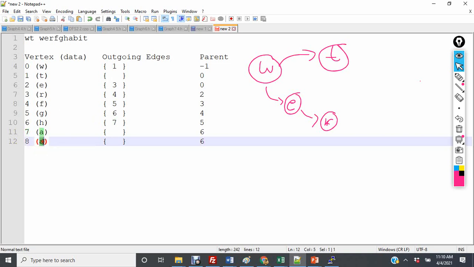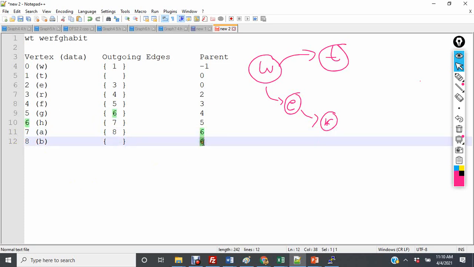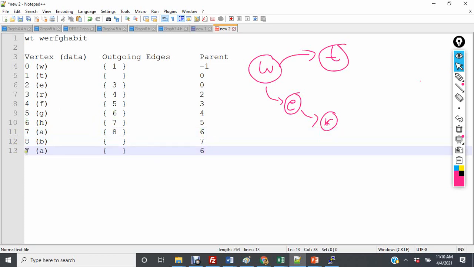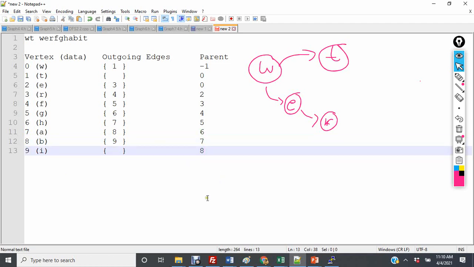Vertex 8 is going to contain the data B. There's going to be an edge from 7 to 8, and 8's parent is 7. And then we get to 9, and 9 has the data I. There's an edge from 8 to 9, and 9's parent is 8. And at the algorithmic level, we have W, E, R, F, G, H, A, B, and then I. So this is the graph up to this point.